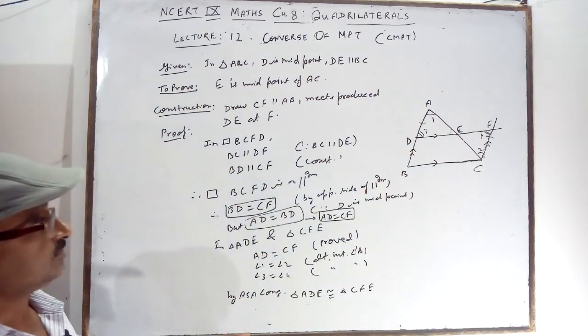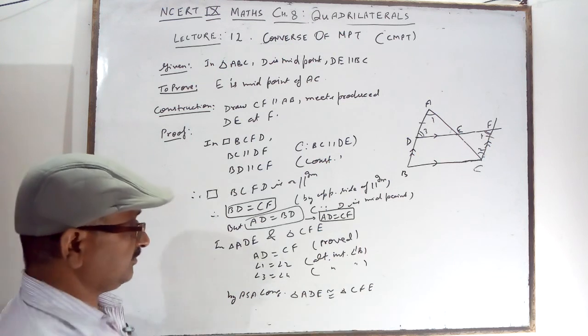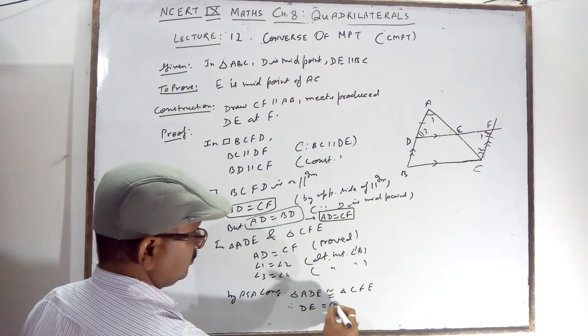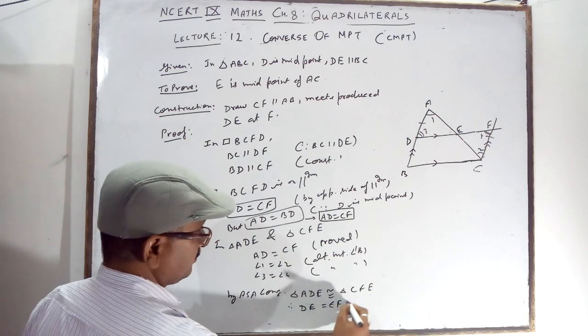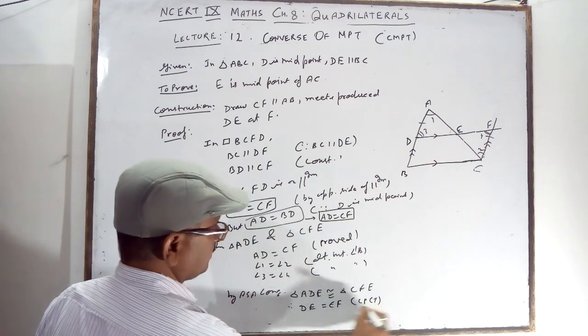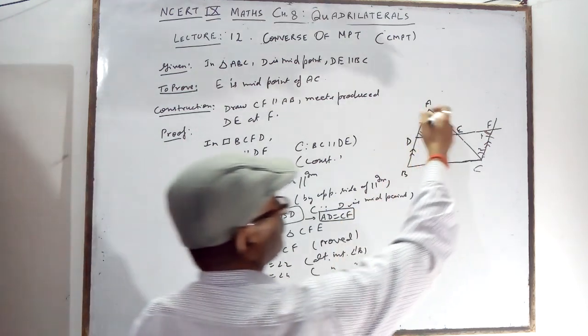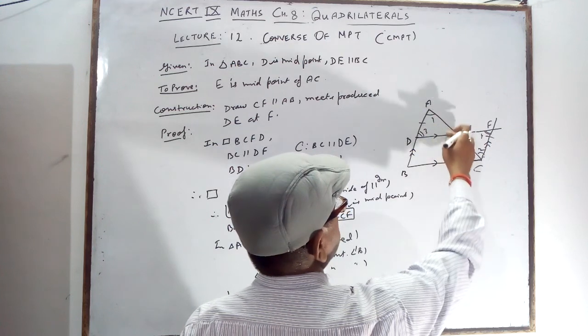CFE. So DE is equal to EF. Therefore, DE is equal to EF by CPCT. First two, last two, first, last.